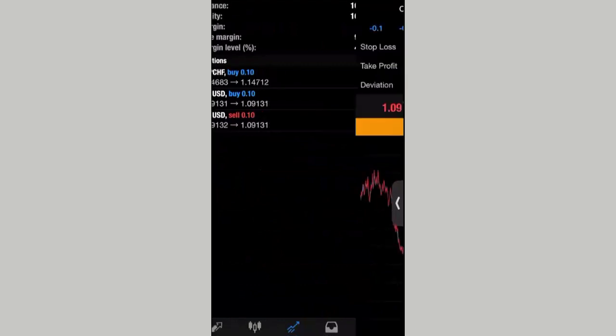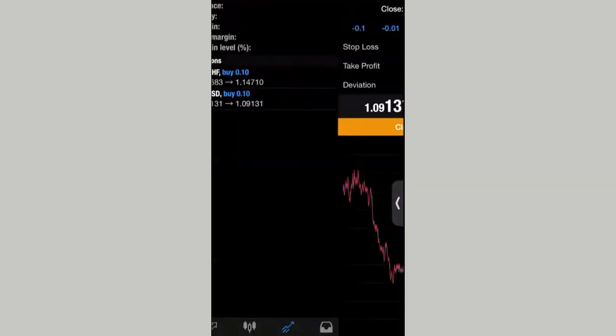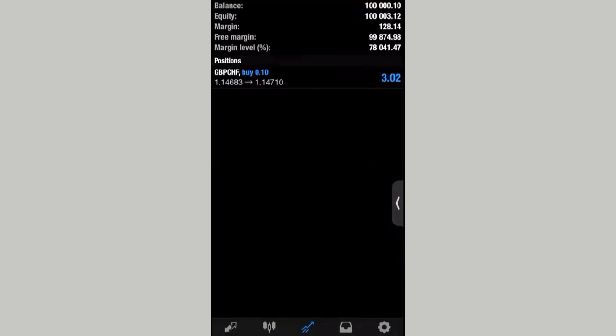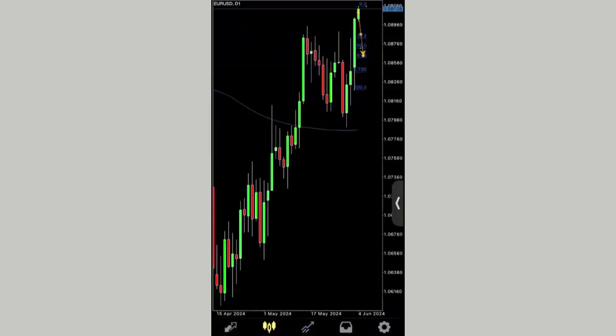And then to close a trade, you just swipe left, the check mark, and then you close the trade. Right there. And then you close the trade. Right now, we're currently in GBP CHF, and it looks like it's doing great. So if you guys are in that, tap in. It's going great. It's flying right now. But yeah, any other questions?